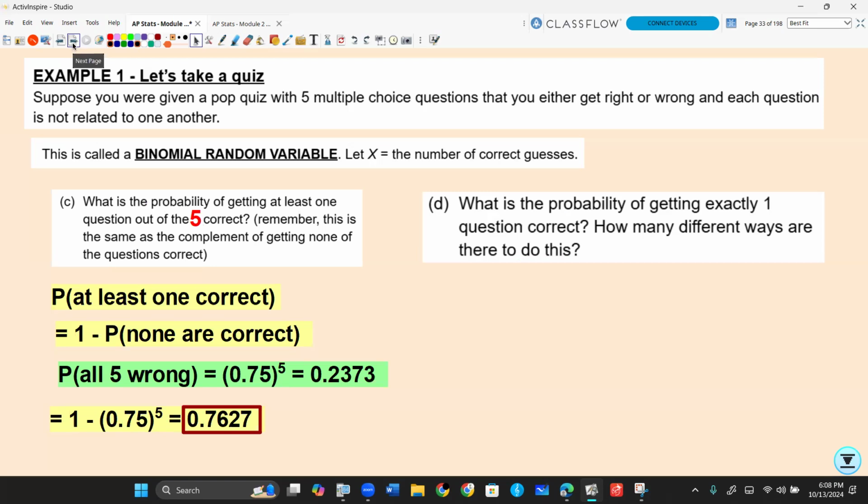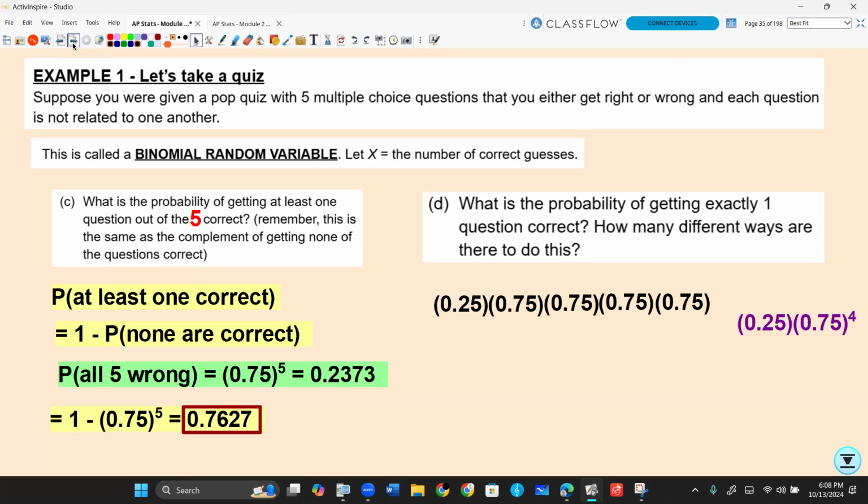Part D, what's the probability of getting exactly one question correct? How many different ways are there to do this? This one's a little tricky. So if you think about it, you can get the first question correct. And if you just do it like that, 0.25 times 0.75 to the 4th power, you'll get a fairly small number.